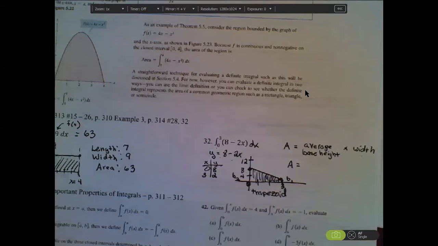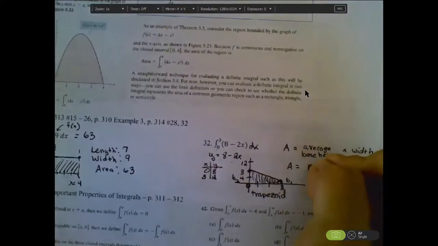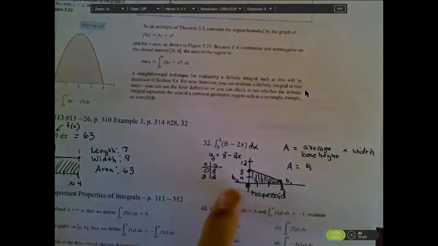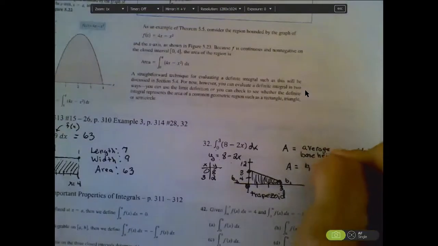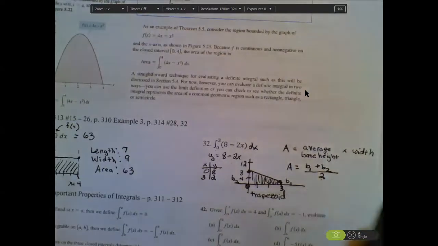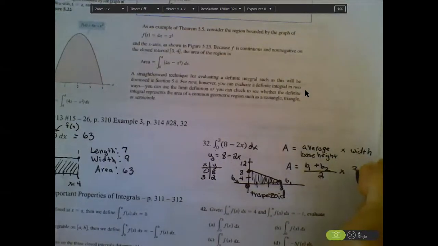How do you find an average of any two numbers? Add them together and divide by 2. Yeah, so if I just add the height of base 1 to the height of base 2 and then divide it by 2, that'll be the average base height. And we've already said my width is 3.